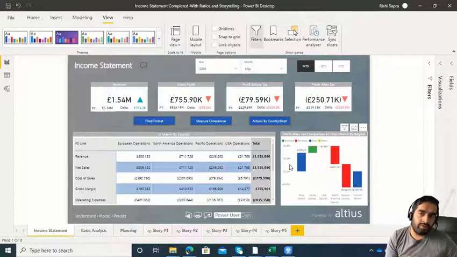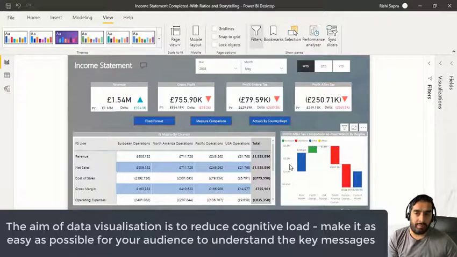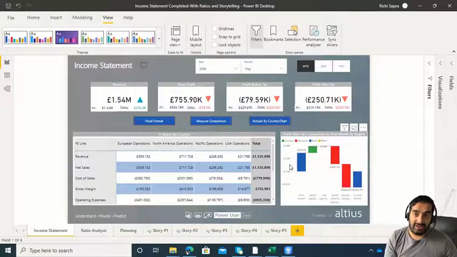So the overall goal with data visualization is to reduce cognitive load. You want to make it as easy as possible for the people consuming your report to know exactly what it's telling them, what they need to do, and why, what's driving it. So is their performance good or bad? This is what you need to answer as soon as you look at the report. Is the performance good or bad? How good or bad? And why? What can I do about it? So that's really what we need to try and get to.